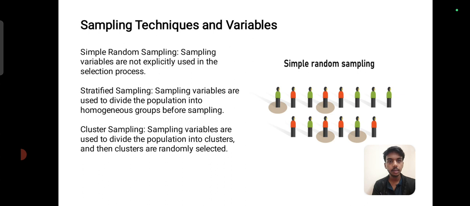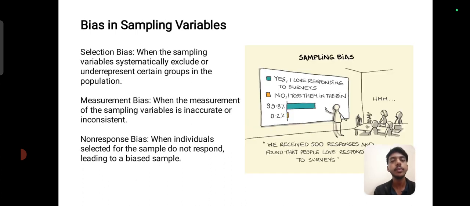Sampling technique and variable. Sampling variables are explicitly used in the selection process. In stratified sampling, sampling variables are used to divide the population into homogeneous groups before sampling. Cluster sampling: sampling variables are used to divide the population into clusters, and clusters are randomly selected.